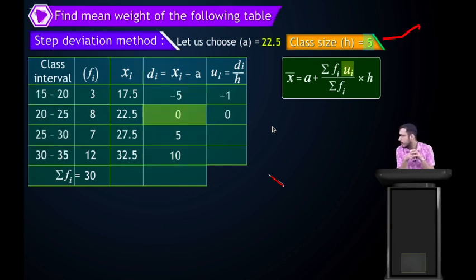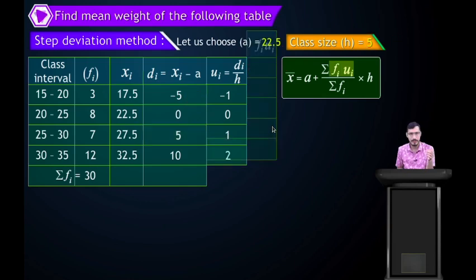Now how can we find ui? ui is equal to di by h. So di is -5 divided by h, that is 5. So -5 divided by 5, what will we get? Yes, -1. Then next one, 0 divided by 5, the answer will be 0. Next one, 5 divided by 5 is 1. And 10 divided by 5 is 2. So that is our ui column.